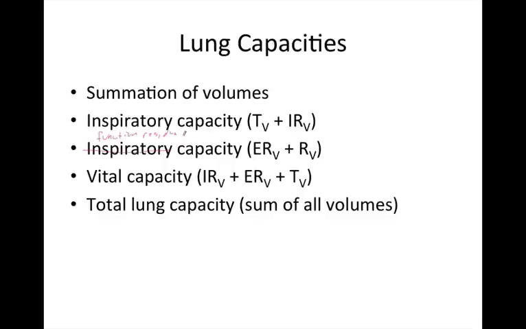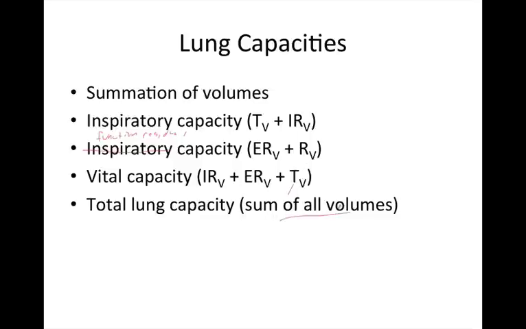Vital capacity is a big one, because what you're looking at is the maximum values for gas exchange. Look at what's added up here: inspiratory reserve plus expiratory reserve plus tidal volume. You're adding up all of the values, and you get the maximum amount of air you can breathe in and the maximum amount of air you can exhale in one full breathing cycle. And then when you slap all this together, you get total lung capacity.